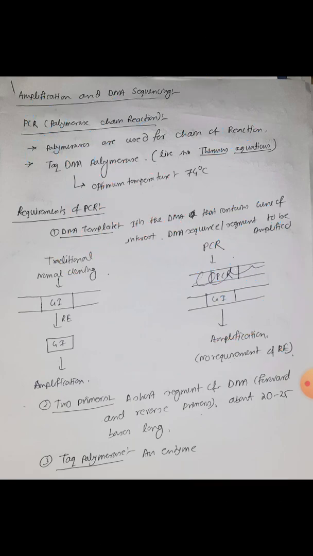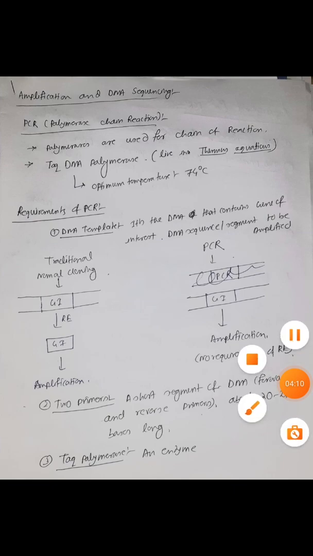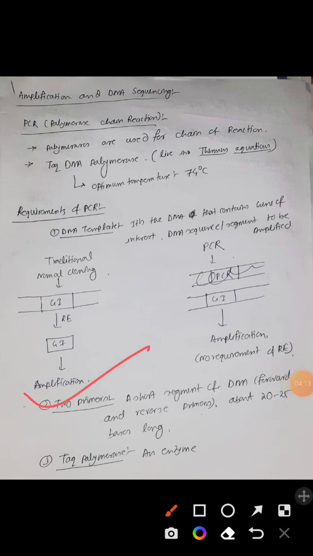So the first thing that we require is the DNA template, that is the DNA segment to be amplified along with the other DNA. That means the source containing our DNA sequence of interest. Another important thing is that two DNA primers will be required. One is the forward primer, another is the reverse primer, and each is a short DNA sequence which is exactly complementary to the 3' end of the template DNA.